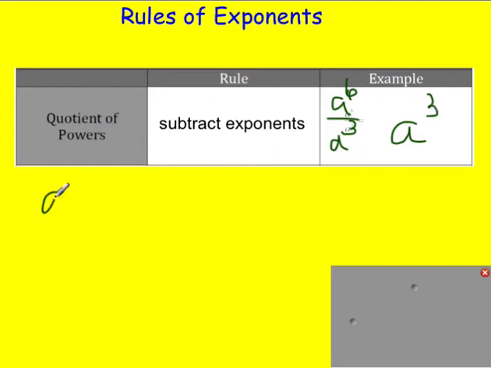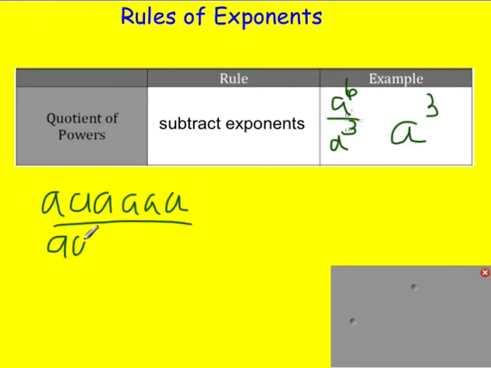You could also look at it this way. If it's a to the 6, that means that we have 6 a's on top, and we have 3 a's on the bottom. So we're going to cancel out ones that overlap because they cancel out to 1. Then we're left with 3 a's on the top. So that's literally writing out the property that we're using, that subtraction of exponents.